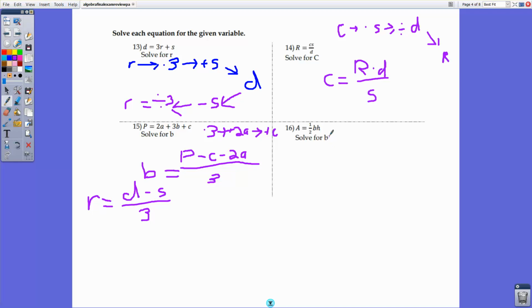And then lastly, for 16, what happens to B? Well, B is multiplied by 1/2 and multiplied by H. So I would have to take A, and I would have to divide by H, and then also multiply by 2, because dividing by 1/2 is the same as multiplying by 2. And that would give me the B. Okay? So again, you can use algebra to do that as well. You can divide by H, you can multiply by 2. The same thing would happen. Okay? Just reverse the steps that happen to the variable that you're trying to isolate.